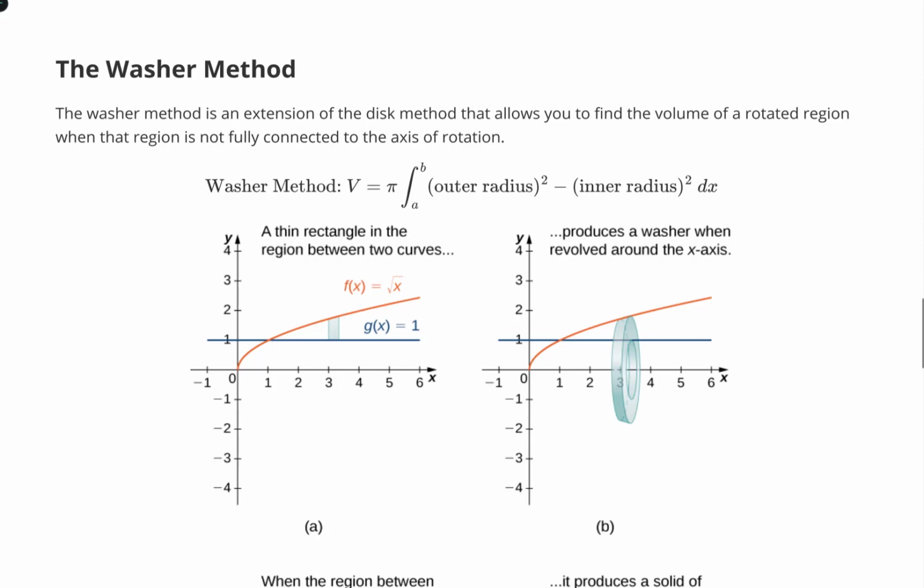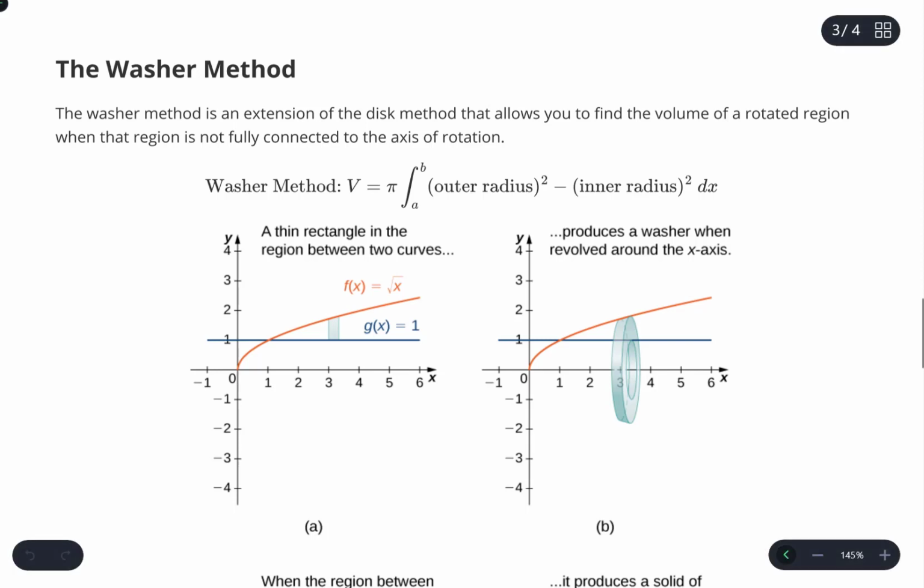The next method we're going to talk about here isn't really a method on its own, but it's more just an extension of the disk method. It's referred to as the washer method, but it is just the disk method. It's an extension of the disk method, allowing you to find the volume of a rotated region when that region is not fully connected to the axis of rotation. Let me explain what I mean there.